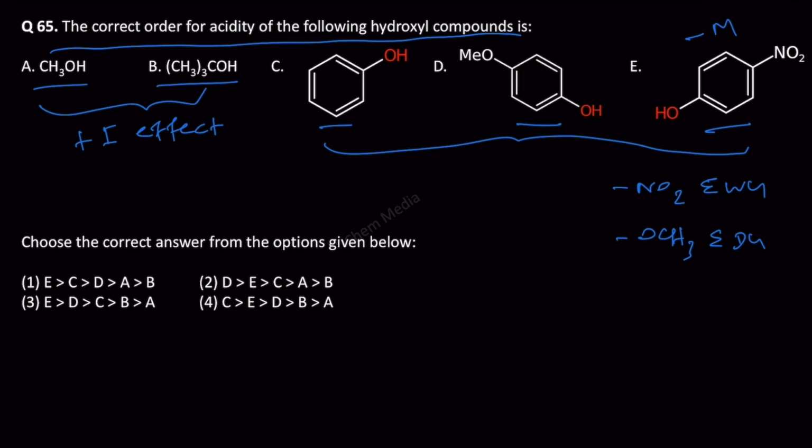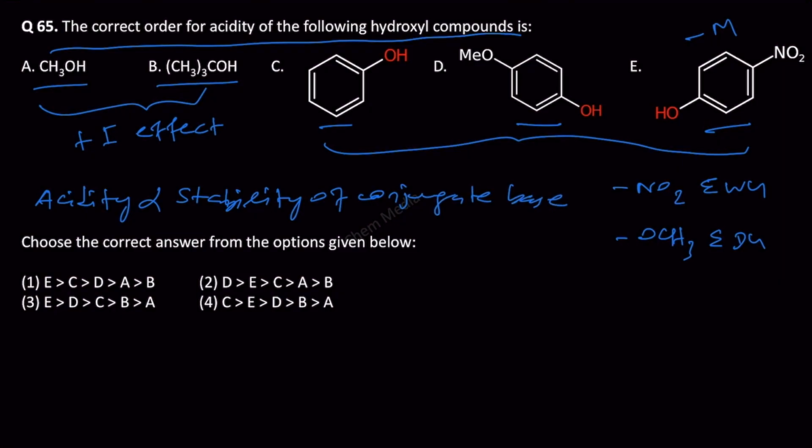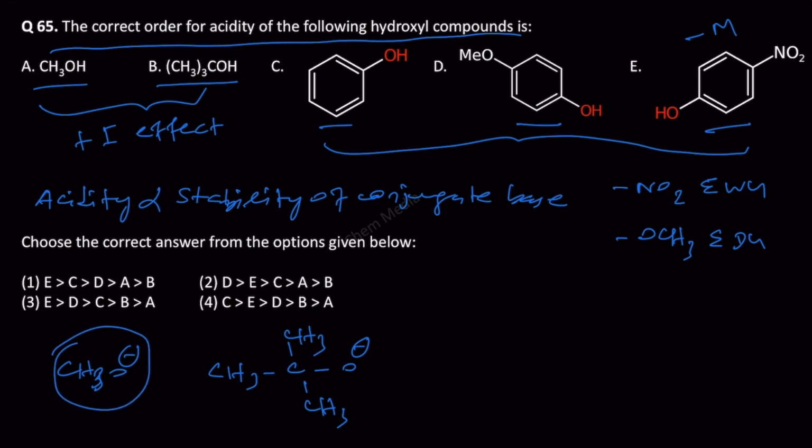And we also know that when we talk about acidity, we have to see the stability of the corresponding conjugate bases, how stable the conjugate base is. Depending upon that, the acidity of the molecule will be. So obviously, once the proton leaves, we will have methoxide in the case of A, and we will have tertiary butoxide in the case of B. Now, between these two, which one will be more stable? Obviously, methoxide will be more stable.